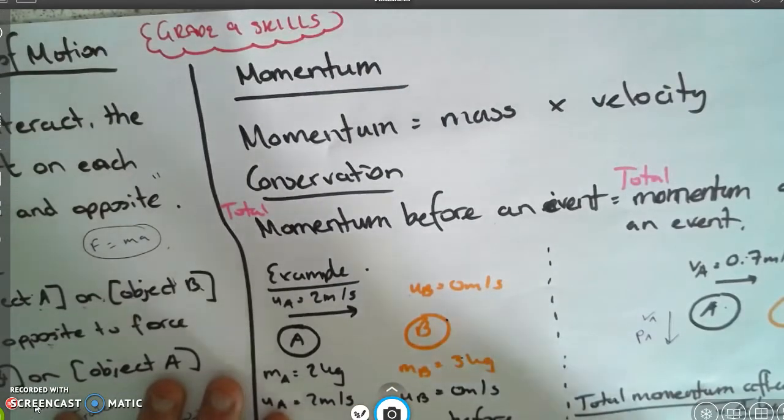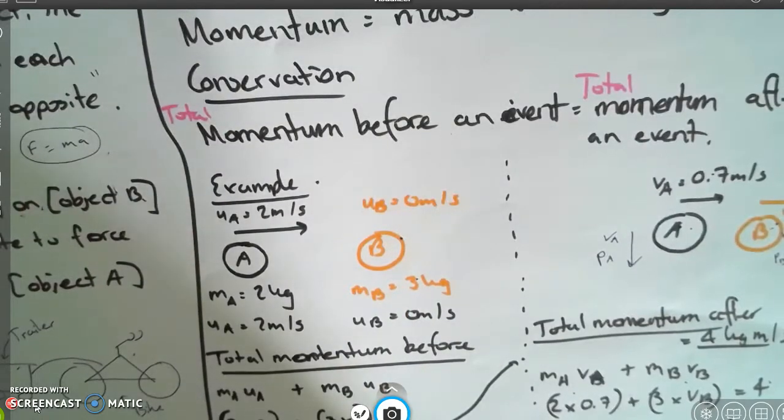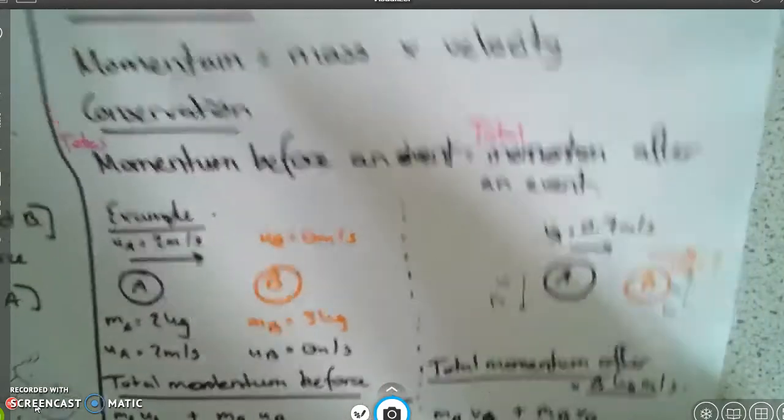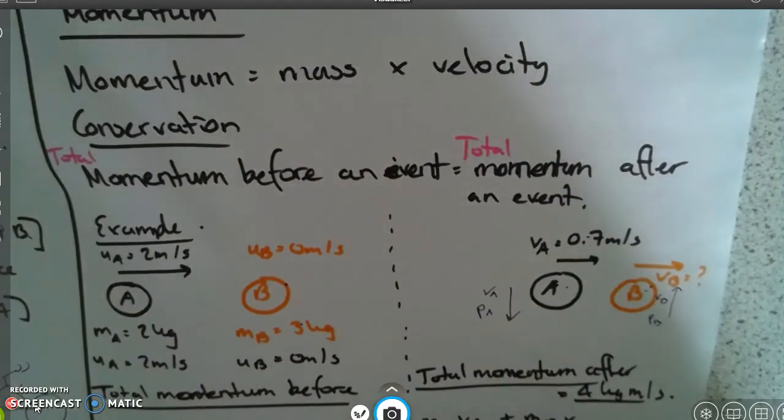The final key skill is on momentum. Now we know momentum is mass times velocity. You need to remember that equation, and hopefully you do. Hopefully you also remember the conservation of momentum. It's a bit like energy. It states that the total momentum before an event for all objects is equal to the total momentum after an event for all objects. Events mostly being collisions, but it could be explosions.